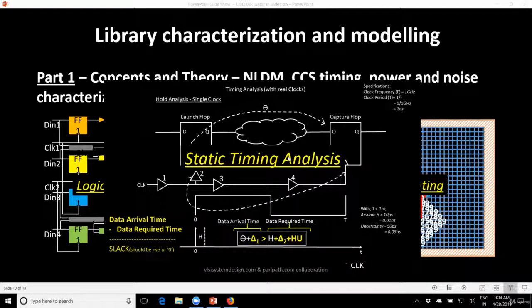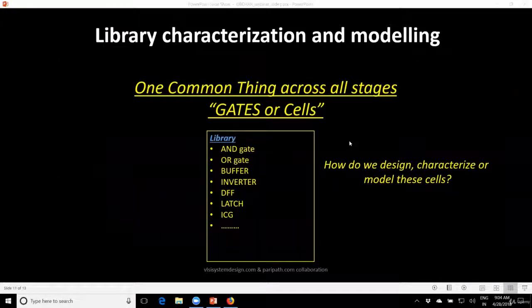Now there is one common thing that is present across all of the stages, and that is basically the gates of the cell. So basically, the AND gate, OR gate, buffer, inverter, the latches, the ICGs, these are all common, and these things are stored in a set called a library. And this particular webinar, and the course prior to this webinar, which was library characterization and modeling part 1, is all about how you characterize, design, and model these cells. So this is pretty much the benchmark, or the need of characterization.